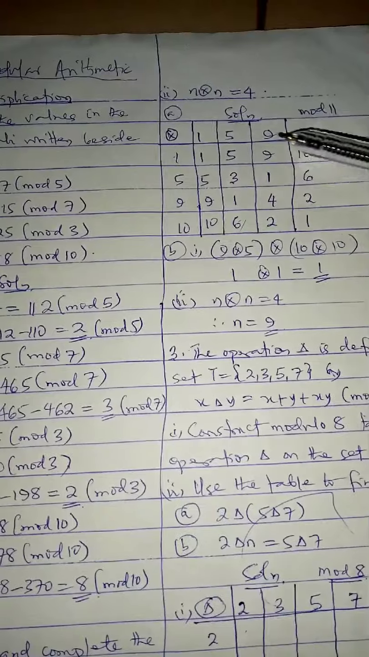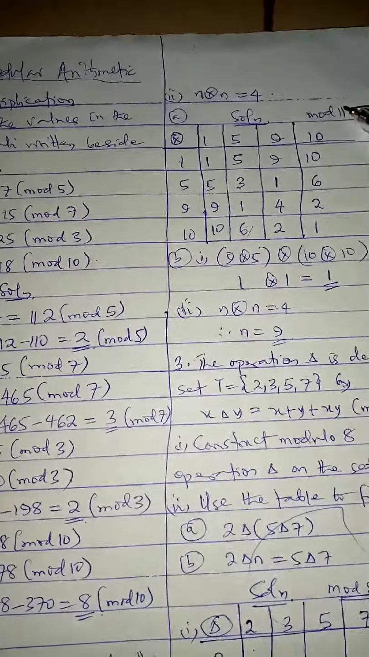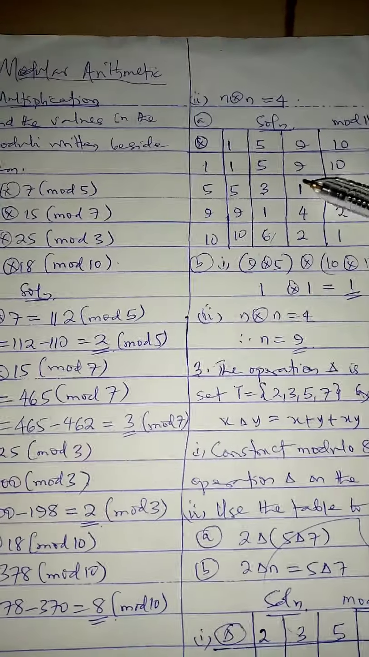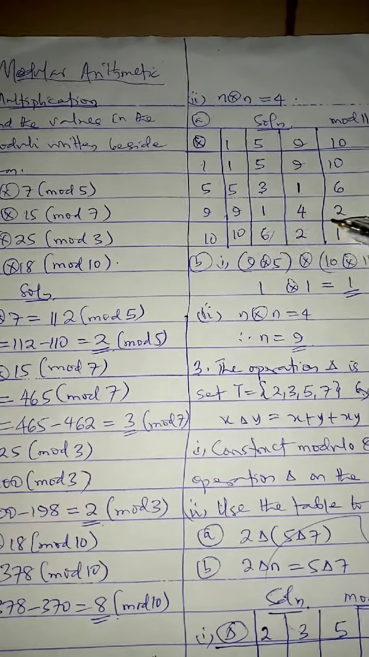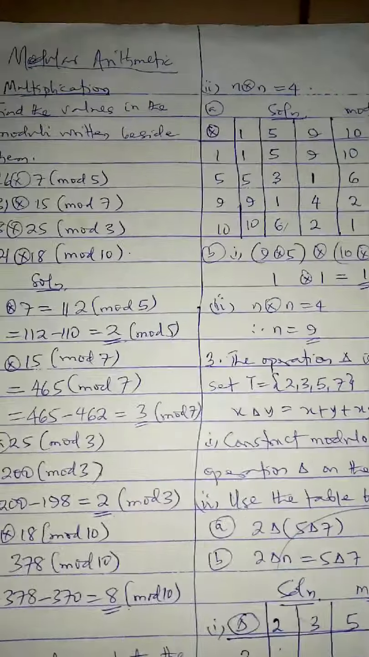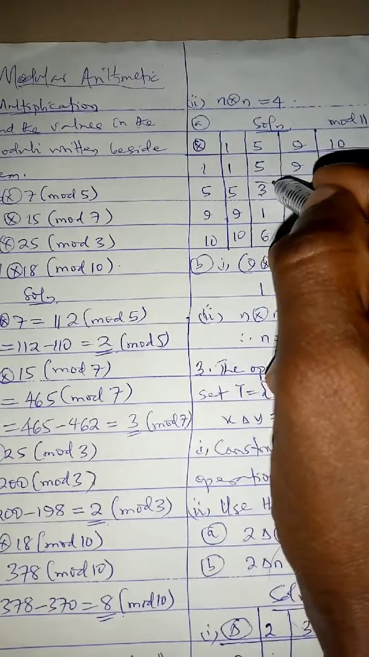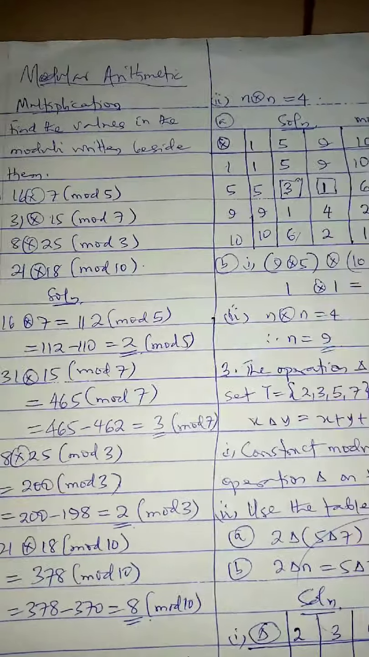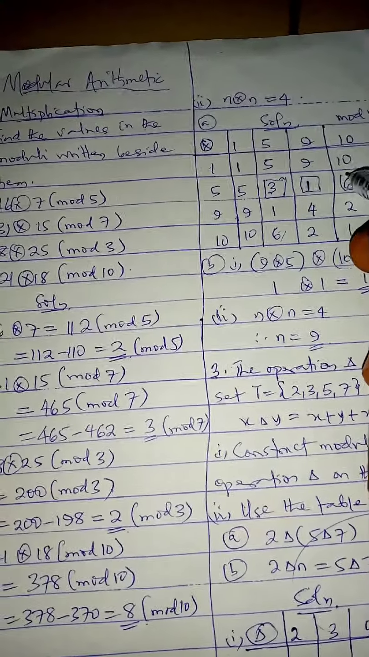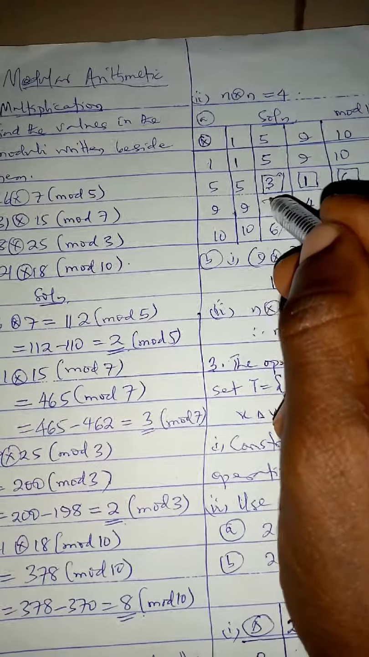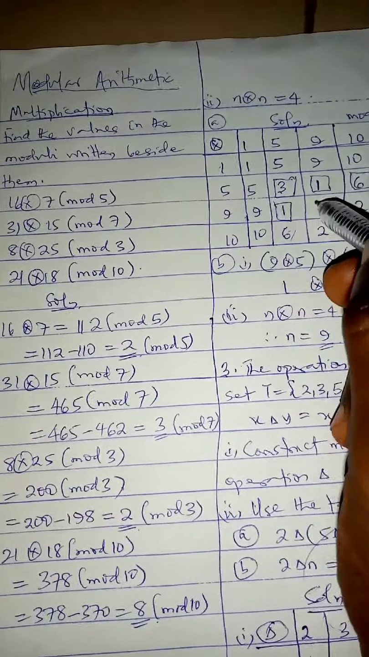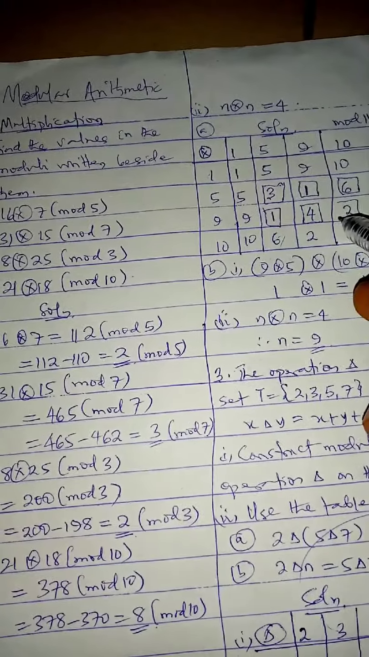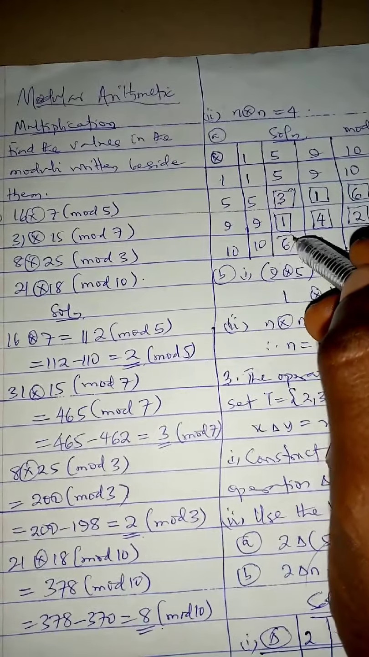After drawing out your table, you are working in modulo 11. Those missing parts are these ones I am showing you now. I just filled them. Let me put this so that you know they were the ones I filled. Now, how did I get them? That's what I will explain now.